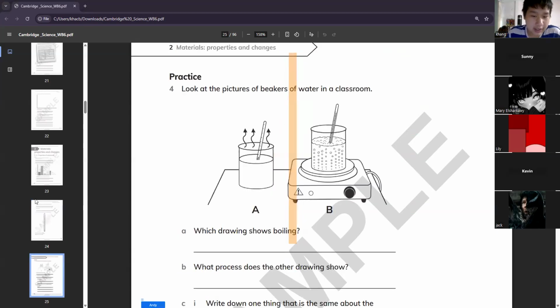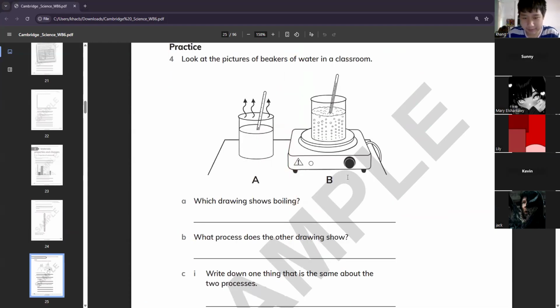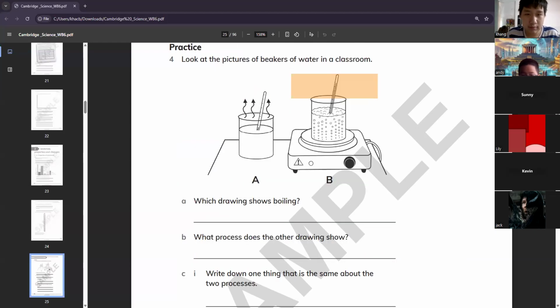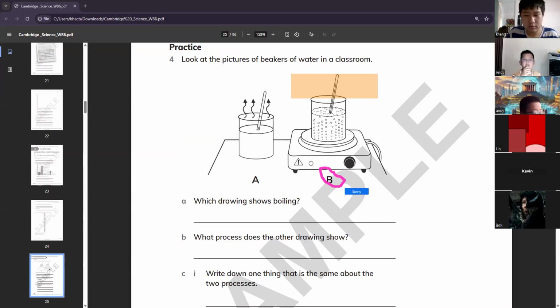So yeah. Anyways, can anybody tell me which drawing here shows boiling? All right. B. Why is it B? What's the difference? Because B has a higher temperature than A. B has bubbles, and A doesn't. All right. So yes, B is boiling because it is at a way higher temperature.